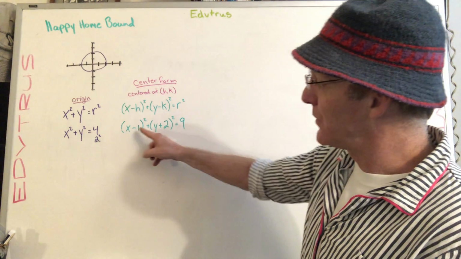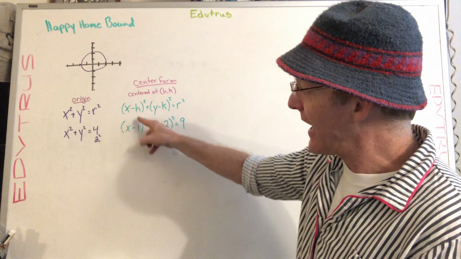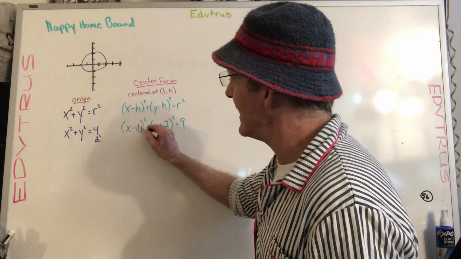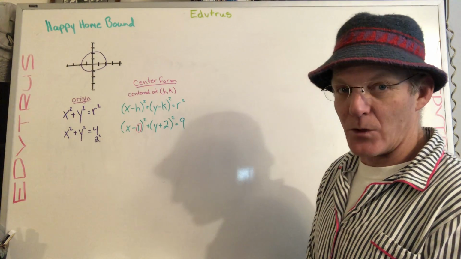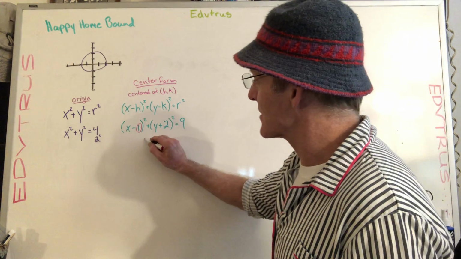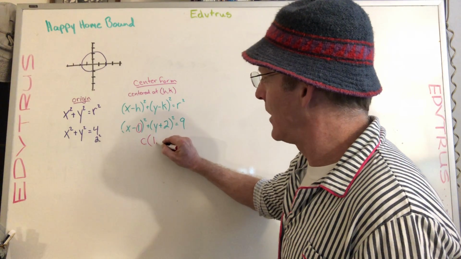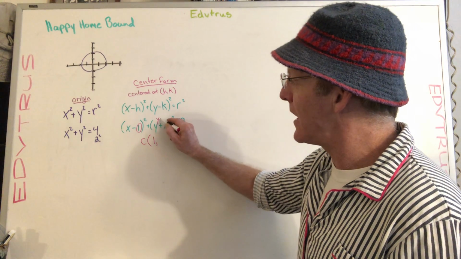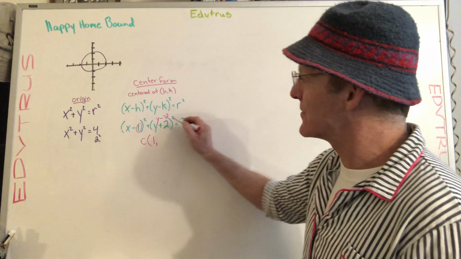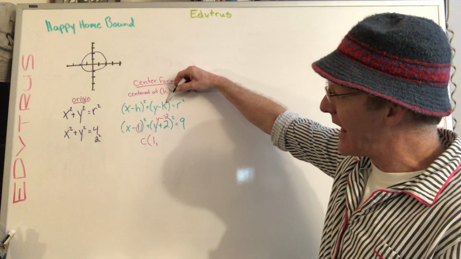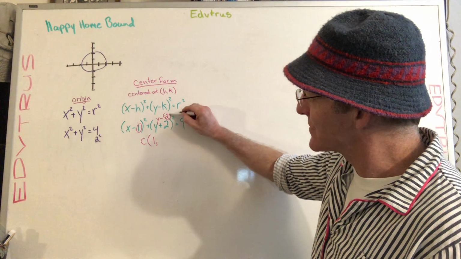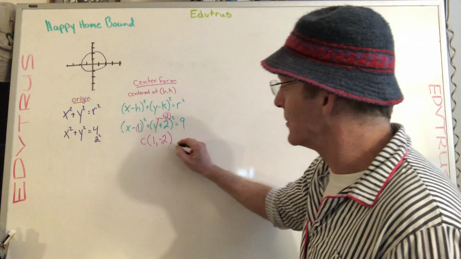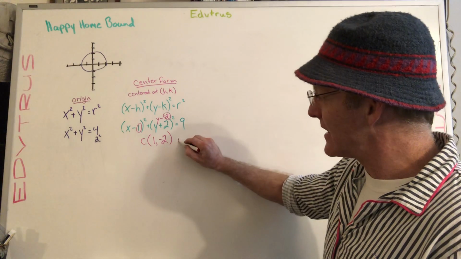So in this example, x minus h is the 1. Notice, it's not negative 1, it's positive 1. So our center is at 1 comma. Now this is y plus 2. We would think of that as y minus a negative 2. So y minus k is negative 2, the opposite of what we're seeing here. Negative 2.